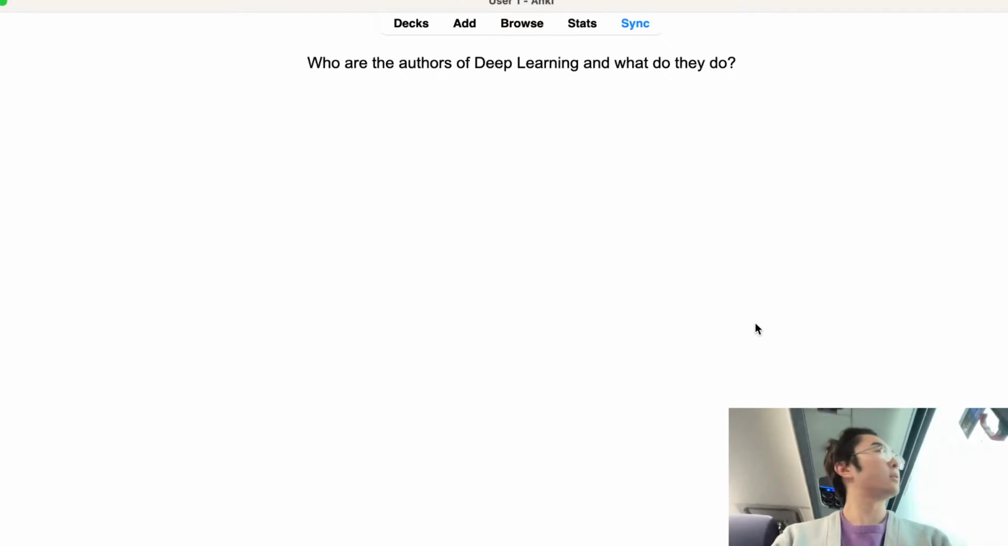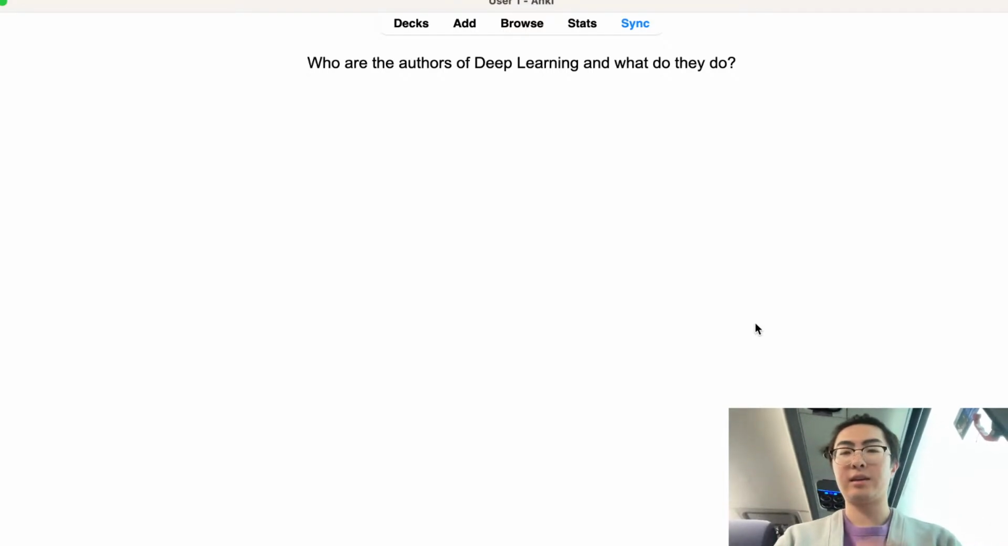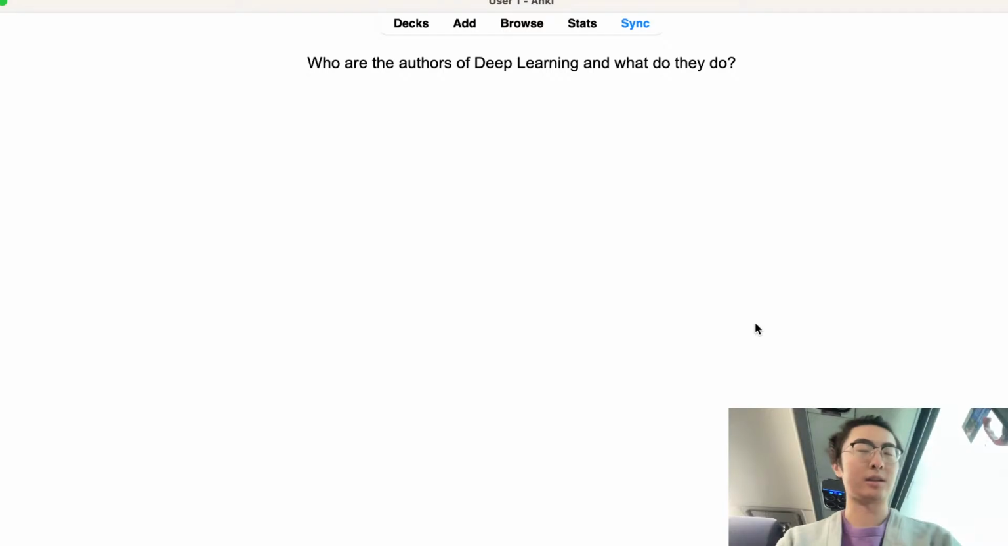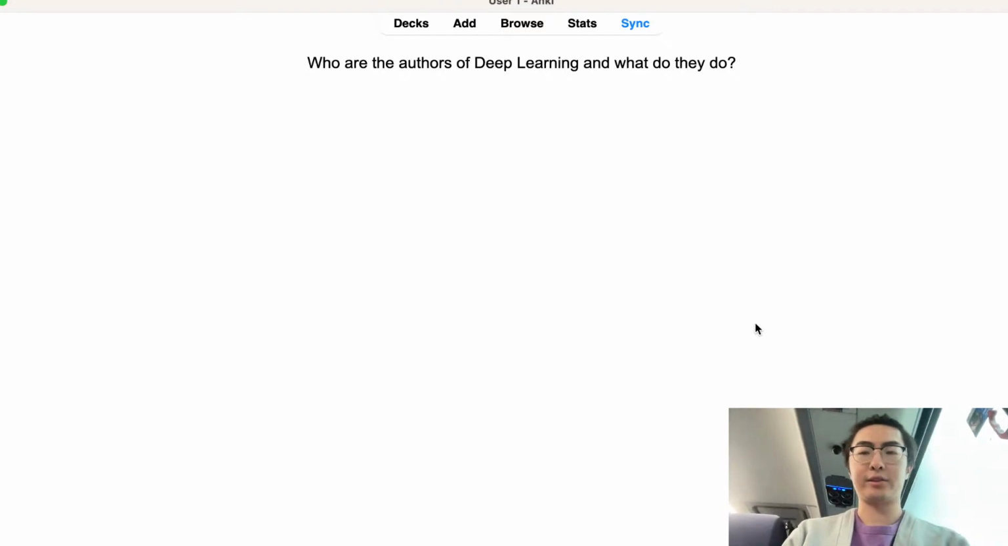Okay, so we say, right? We had Ian Goodfellow, Aaron Courville, Yoshua Bengio. Seems like Ian Goodfellow, he was a researcher at DeepMind, or maybe still is, I'm not entirely sure. Him and all the other authors ended up doing some really good research on generative adversarial networks.